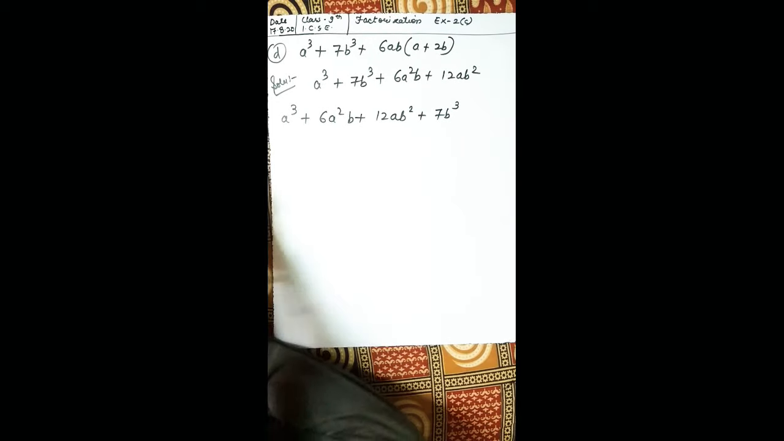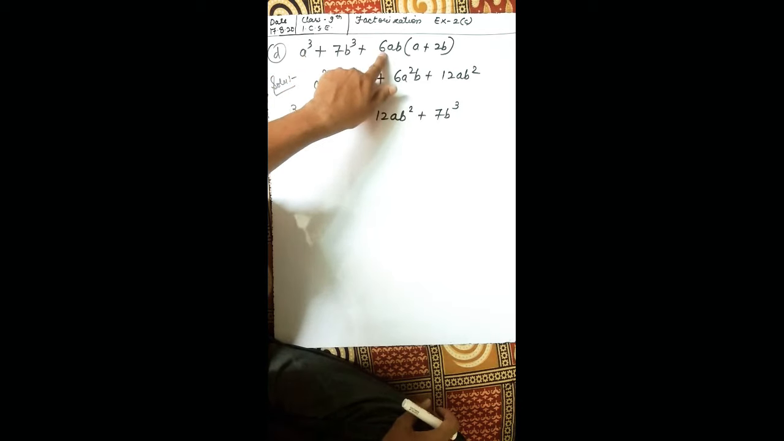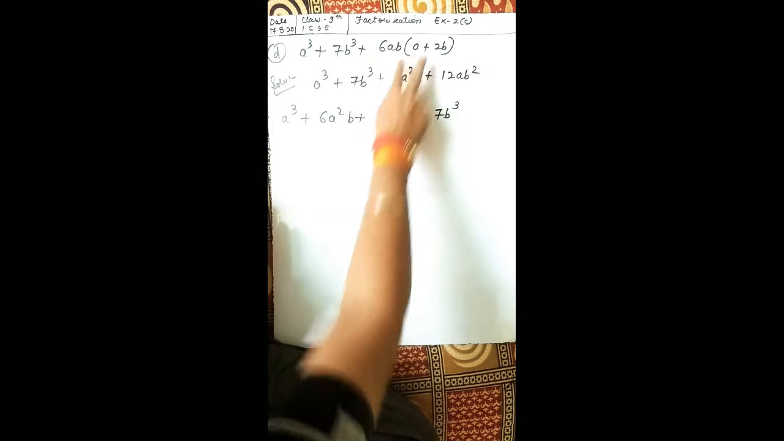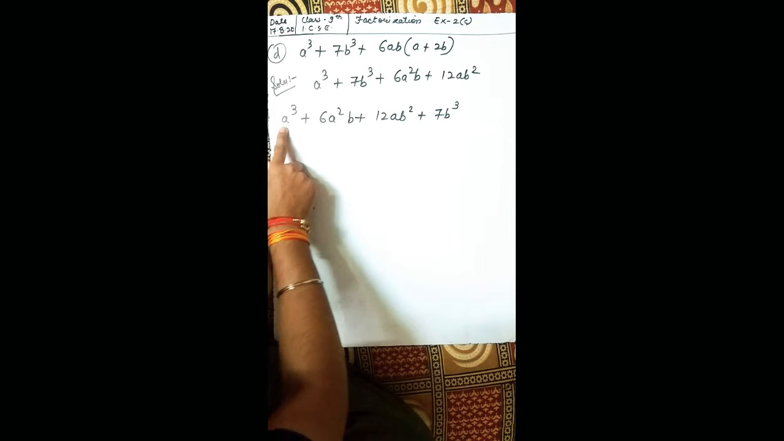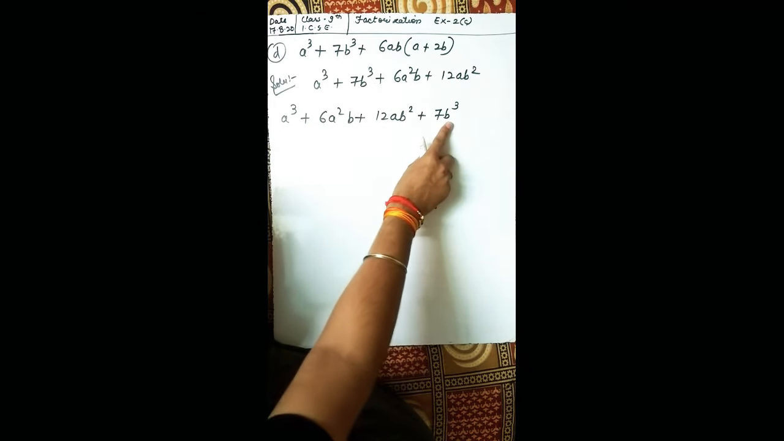Okay, let us come to the D question. So D question I'm doing the same fifth one. A cube plus 7b cube plus 6ab bracket a plus 2b. This is the question. First of all, multiply the 6ab inside to get these two. Now a cube, then 6a square b, then 12ab square, and plus 7b cube.